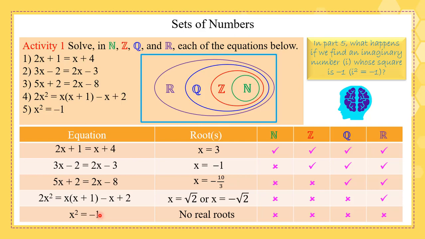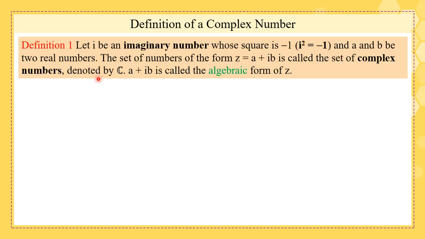In fact, we're going to see that we will have a new set, which is the set of complex numbers that contains such cases, and it's usually denoted by C. Let i be an imaginary number whose square is negative 1, so i squared is negative 1, and a and b be two real numbers. So i is an imaginary number, a and b are two real numbers. Well, the set of numbers that have the form z equals a plus ib is called the set of complex numbers. It's denoted by this C, and a plus ib is called the algebraic form of z.